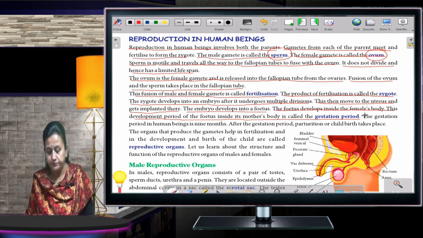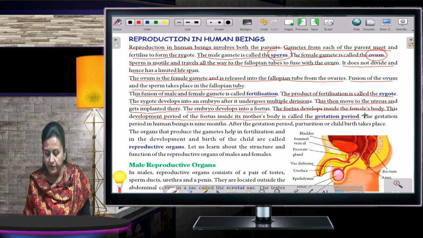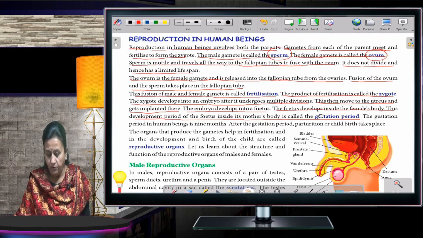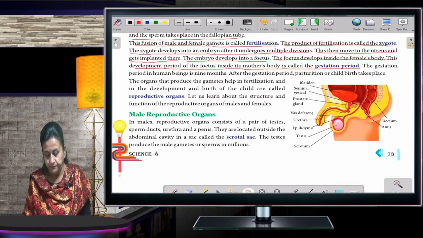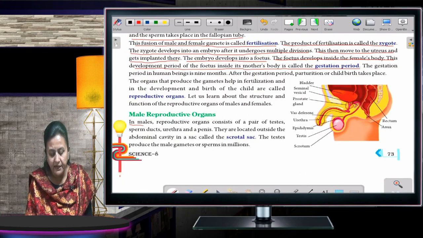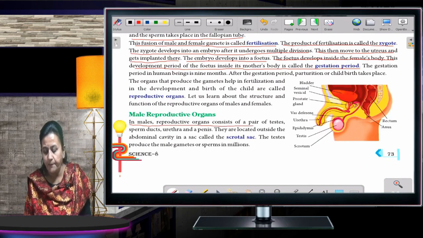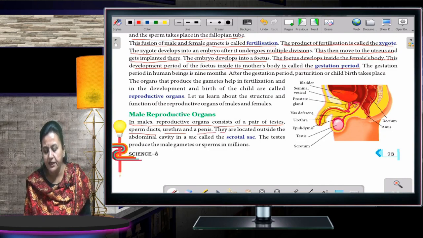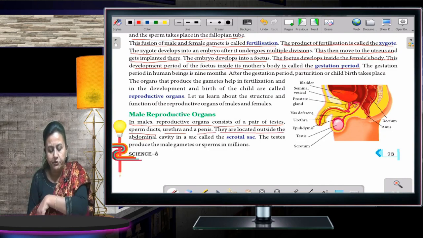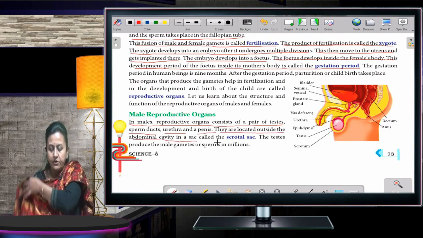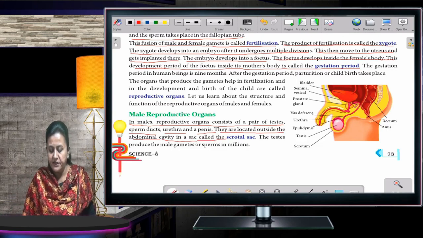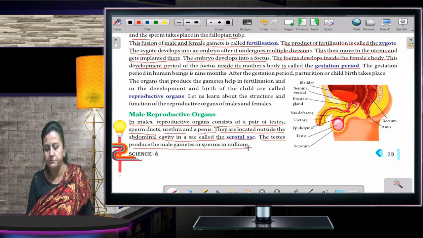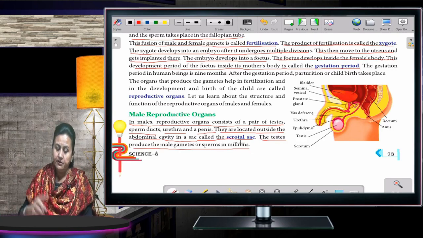Fine. Now, we will talk about male reproductive organs. In males, reproductive organs consist of a pair of testes, sperm ducts, urethra and a penis. They are located outside the abdominal cavity in a sac called the scrotal sac. The testes produce the male gametes or sperms in millions. Fine, children?